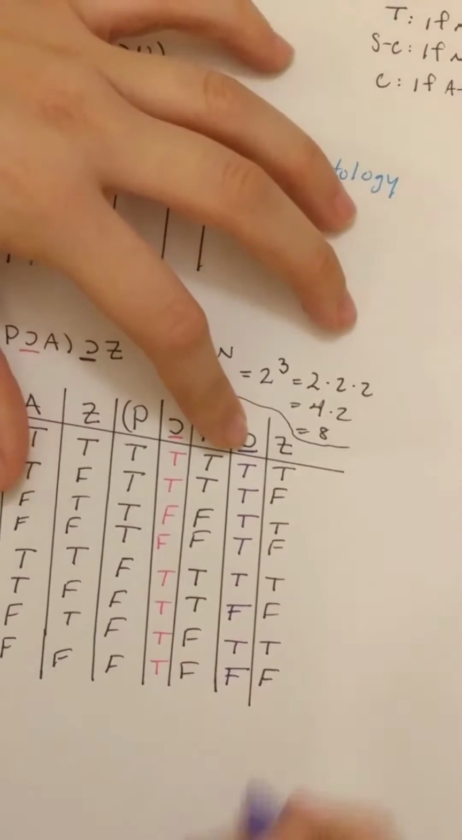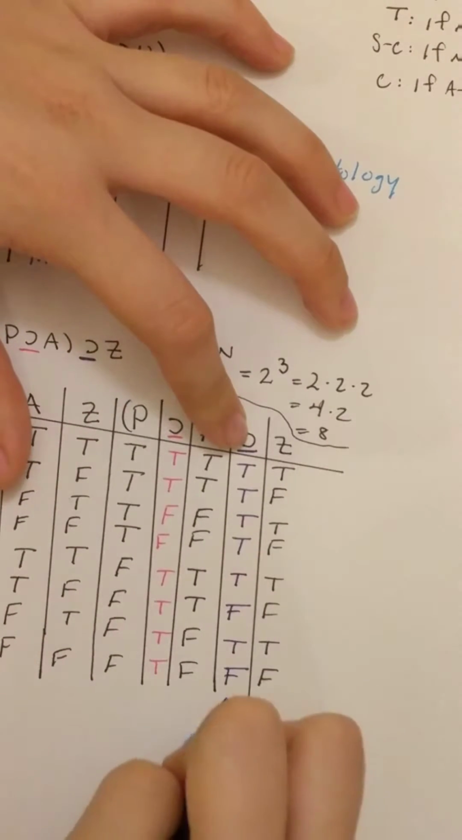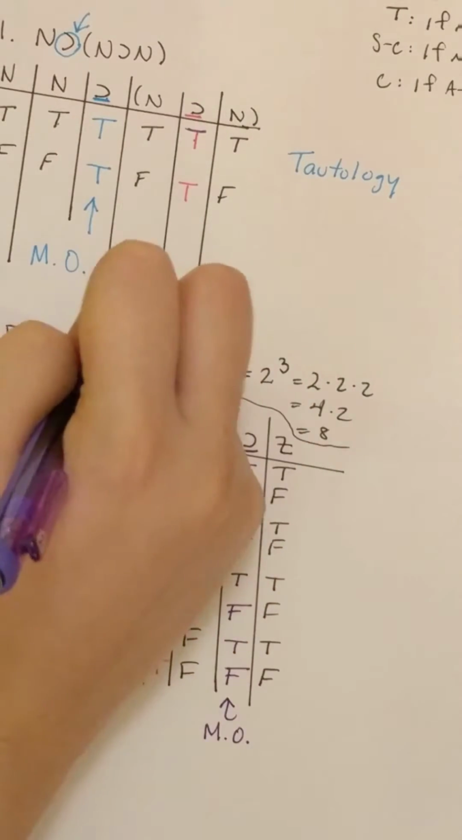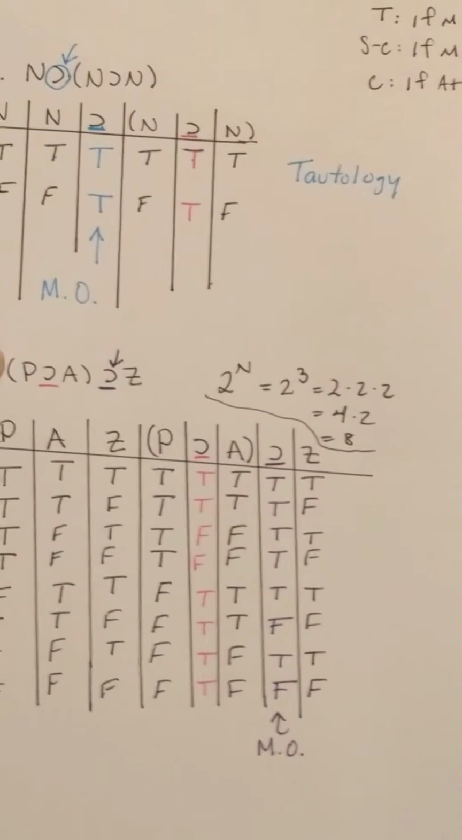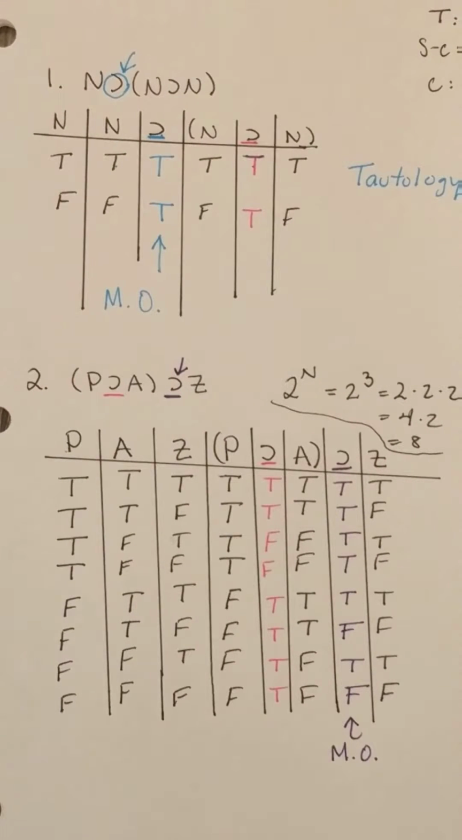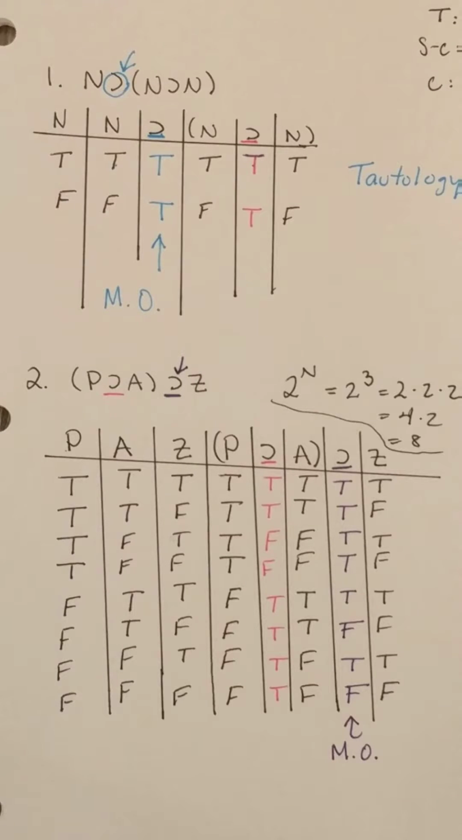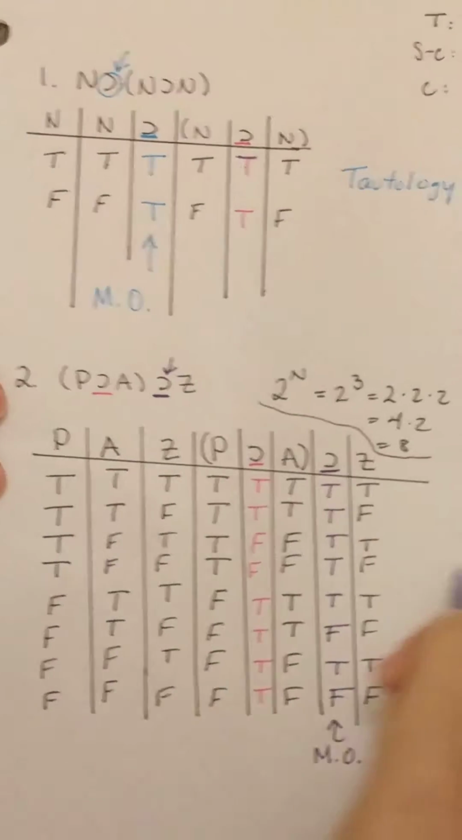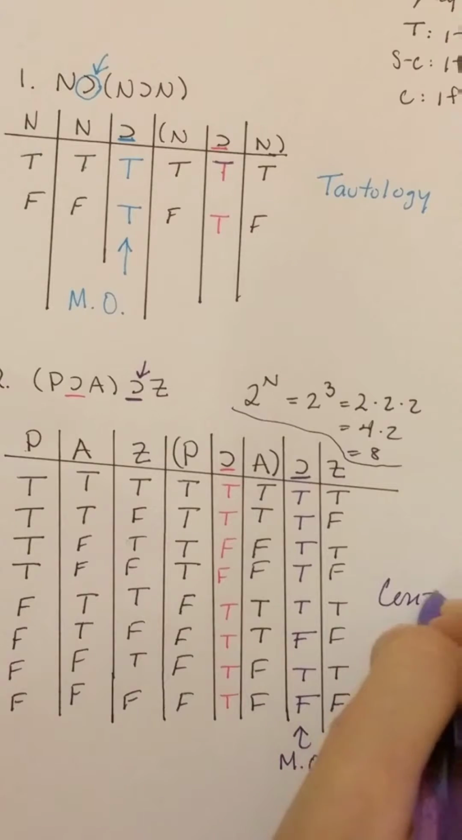So the last column I did was the purple column. That is my main operator. The second horseshoe is my main operator. And looking at the purple column, which is the main operator, I see a combination of trues and falses. So this is contingency.